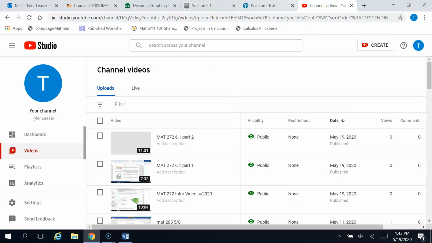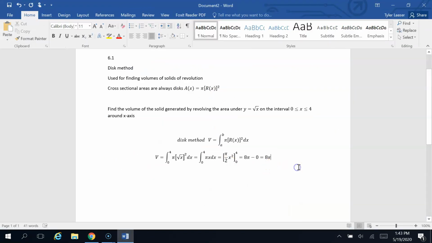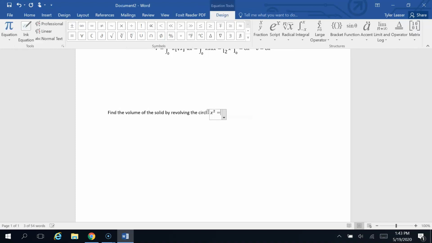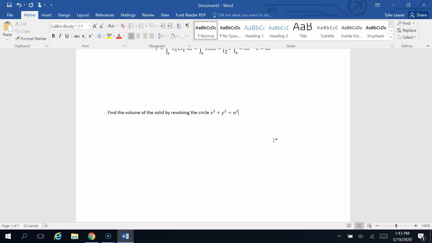So just to do one more, I think this one's pretty fun. Let's do this next one. So now let's find the volume of the solid by revolving the circle. This is just a generic circle, x squared plus y squared equals a squared. So it's a circle of radius a at the origin, and we're going to revolve that circle around, let's just do the x-axis. It doesn't matter which one we revolve it around because it's the same thing.